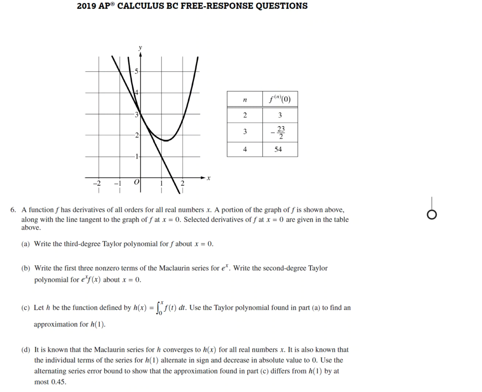In number 6, we have a function that has a derivative of all orders for all real numbers of x. A portion of the graph of f is shown above, along with the line tangent to the graph at x equals 0. Selected derivatives of f at x equals 0 are given in the table above. Write a third-degree Taylor polynomial for f about x equals 0.